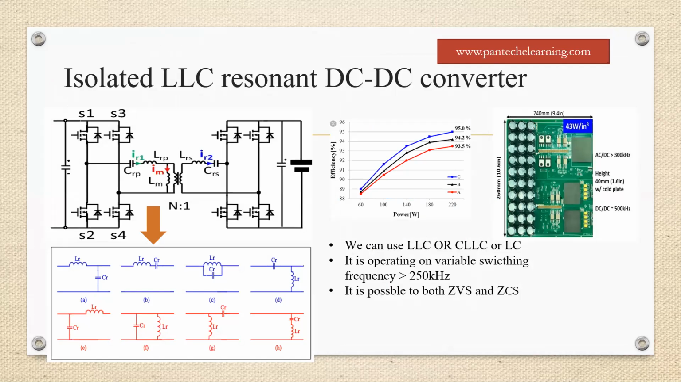Compared to the isolated LLC resonant DC-DC converter or the phase shifted dual active bridge type of converter topology, the LLC resonant type of converter topology gives 95% efficiency in the converter. It gives 95% efficiency.